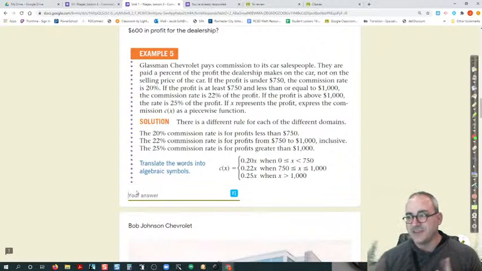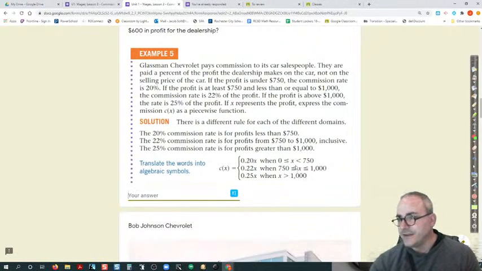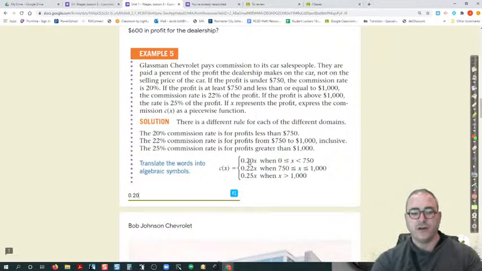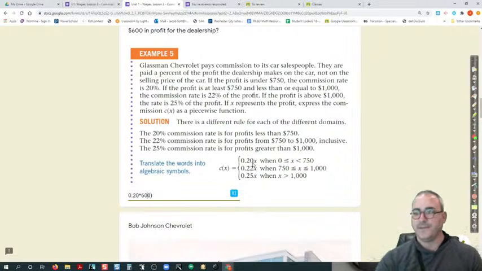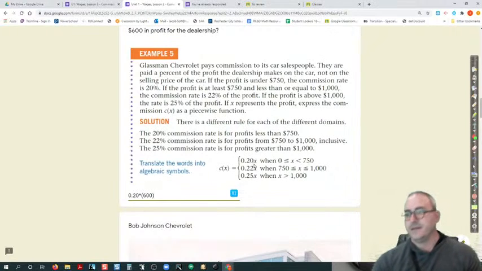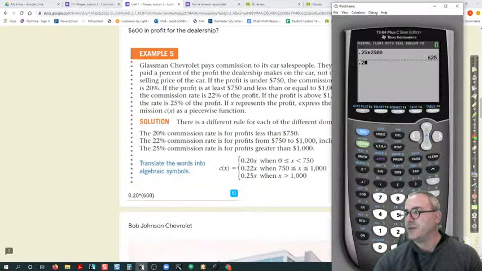So I'm $600 in profit. $600 falls here. It falls between 0 and 750. So I need to use this part of the function. So 0.20 times $600, right? I'm going to substitute $600 in for the x there. And then I go to my handy-dandy calculator. 0.20 times 600.